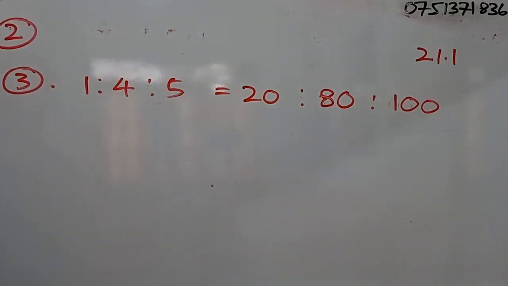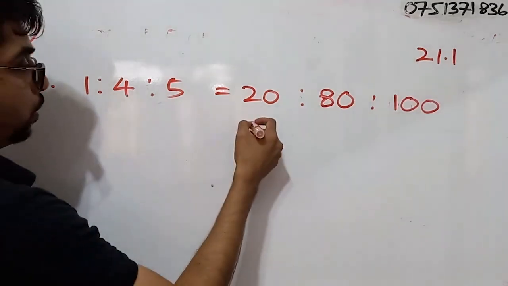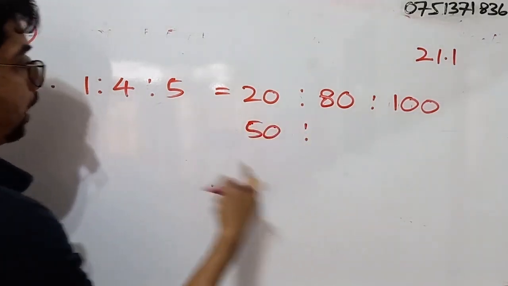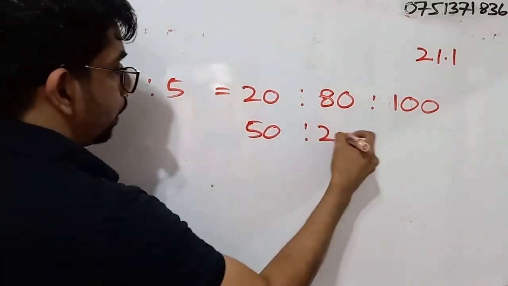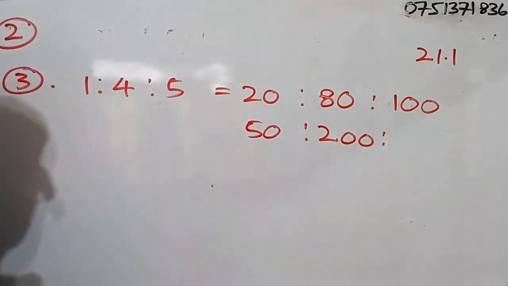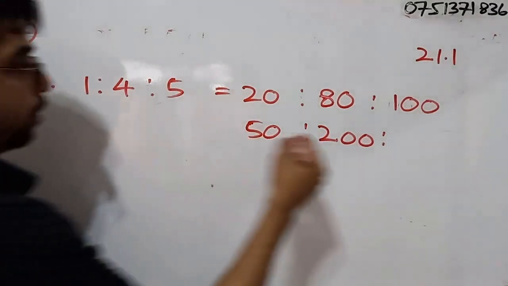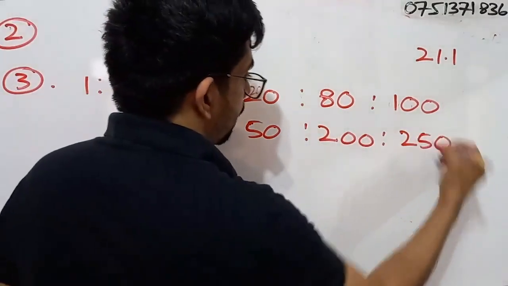So for the next ratio, I will multiply each of the terms by 50. So 1 into 50, 50. 4 into 50, 200, right? 5 into 50, that is 250.